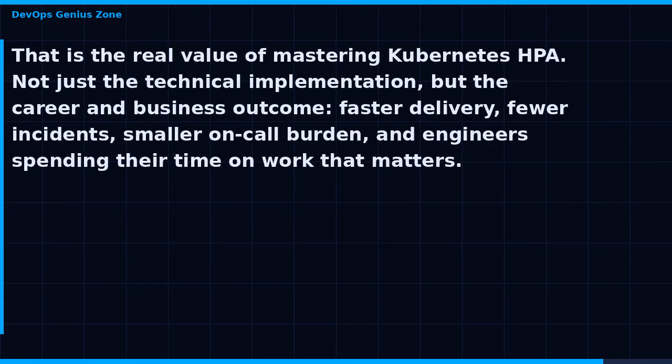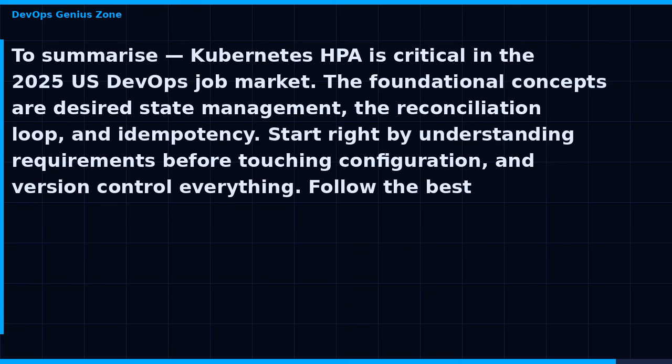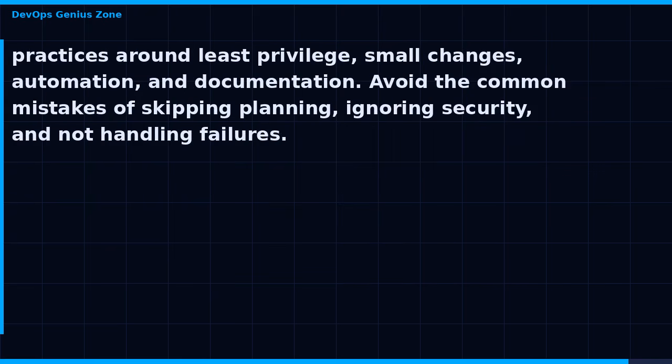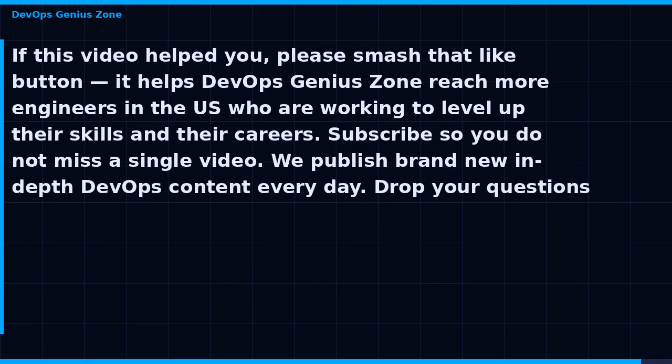To summarize, Kubernetes HPA is critical in the 2025 US DevOps job market. The foundational concepts are desired state management, the reconciliation loop, and idempotency. Start right by understanding requirements before touching configuration, and version control everything. Follow the best practices around least privilege, small changes, automation, and documentation. Avoid the common mistakes of skipping planning, ignoring security, and not handling failures.